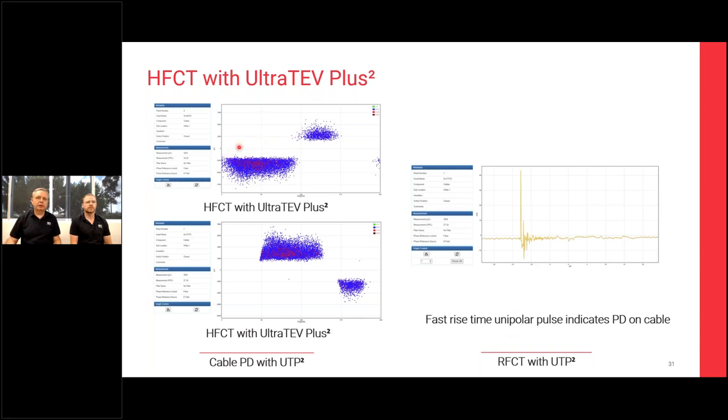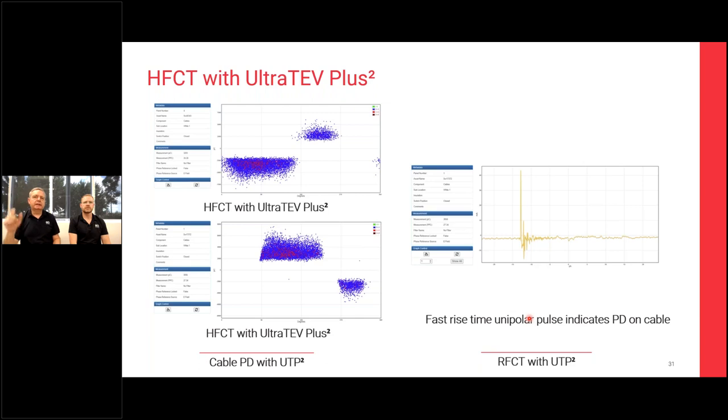This time we have across the zero, so the two halves of the cycle are on different polarities. So we have here the long cluster and the short cluster, again 180 degrees apart, very consistent with the TEV readings. If we look at the waveform capture, it's like almost a mini oscilloscope inside that UltraTEV Plus. We see that we've got a fast rise time and a unipolar pulse that we're detecting at the earth screen at the kiosk.